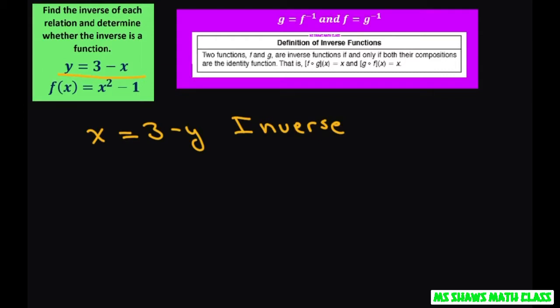I just moved the y over here, so I'm going to add y to both sides. So that gets rid of that. I'm going to subtract the x from both sides. So you get 3 minus x. That's your inverse. This is also linear. So it is a function.